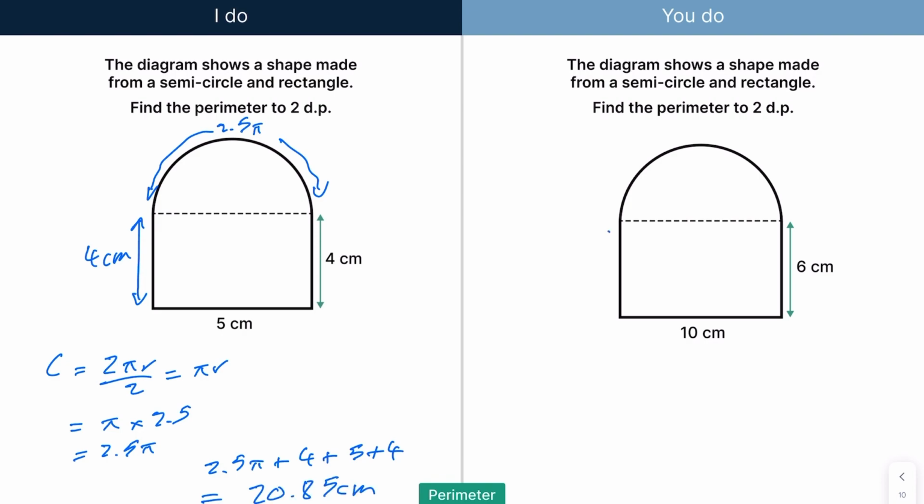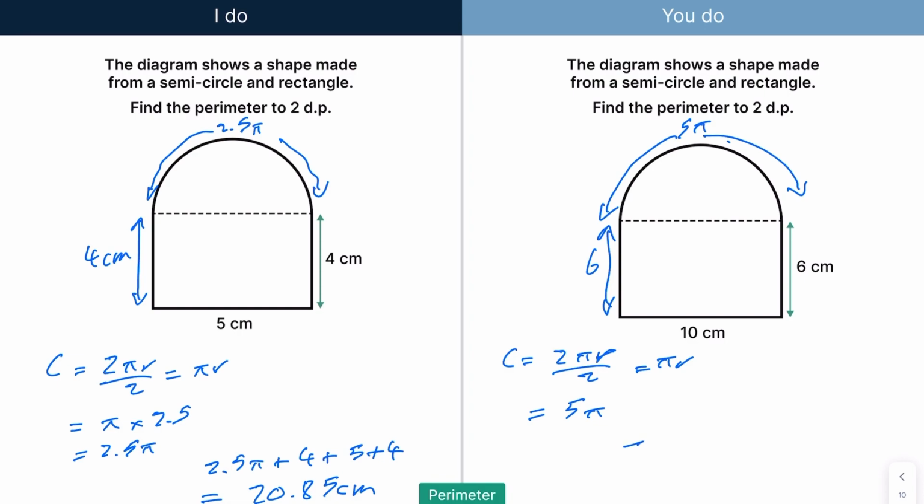And again, hopefully you've pressed pause and had a go at the example on the right, number 6. So that means that the circumference from here to here is going to be 2 pi r divided by 2, because it's a semicircle. That's pi r, which is 5 pi. So that here is 5 pi.